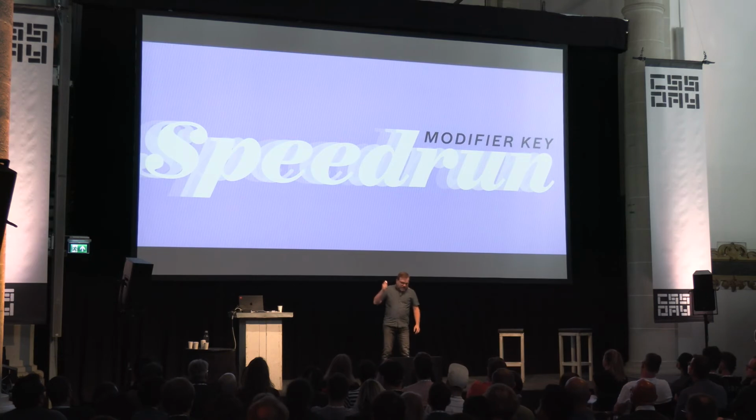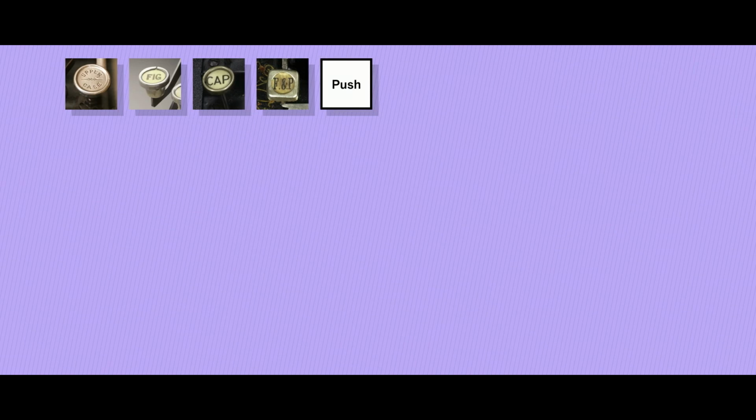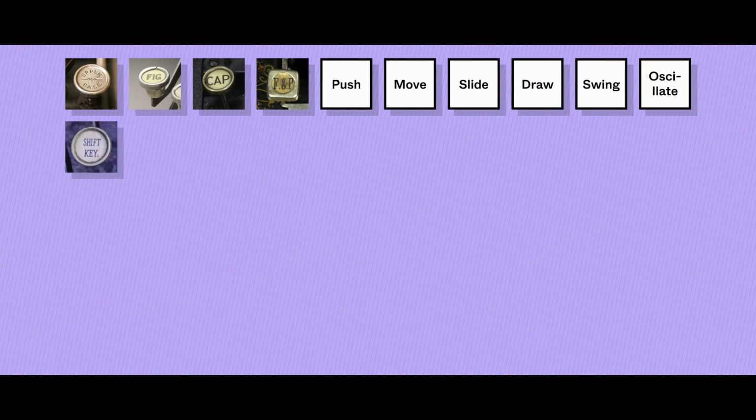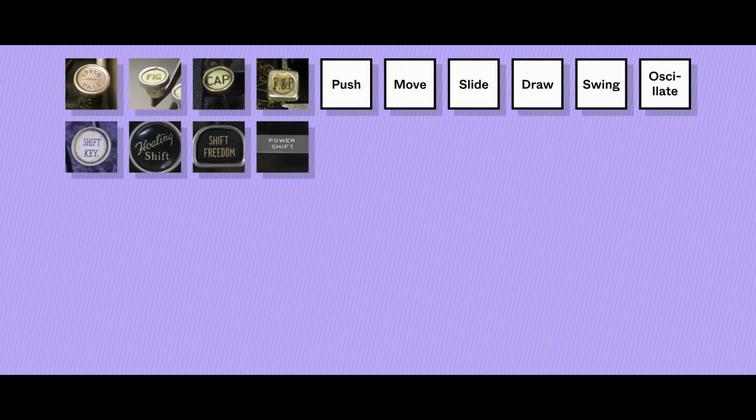All right. It started with uppercase. Some typewriters use fixed options, but sometimes also use fixed figures and punctuation. Also in patterns, there were words like push, move, slide, draw, swing, and oscillate. But eventually we arrived at the shift key, except some typewriters started branding it. So it was floating shift, and it was shift freedom and power shift, like power windows and power steering in your car. Eventually, since this was just one key, you could go label-less. But of course, there were more modifier keys on the way.